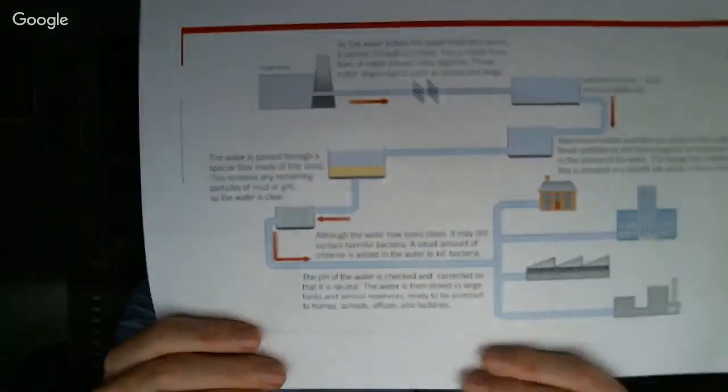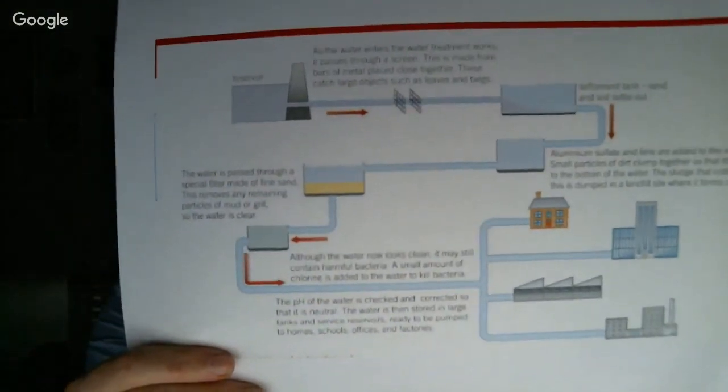So our first filtration is all about removing large objects. Sedimentation is where bits sink. Next filtration removes small objects, and then chlorination to kill the bacteria. So what you've probably seen is a diagram something like this one.